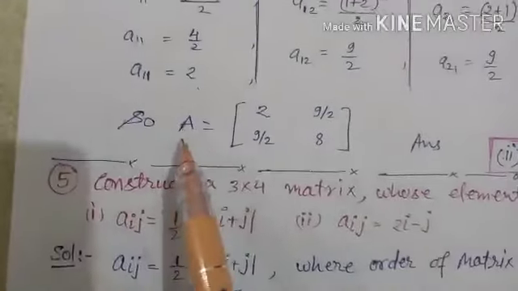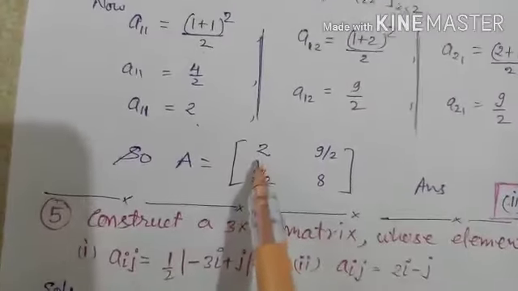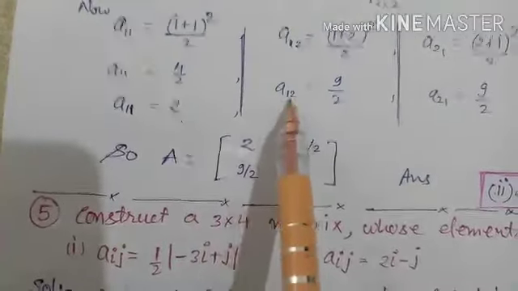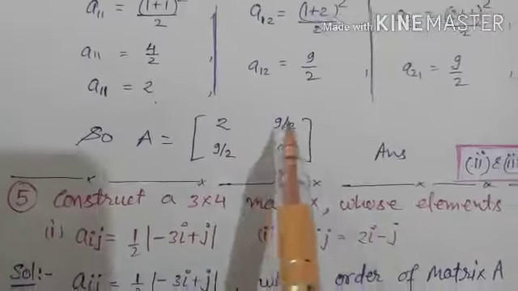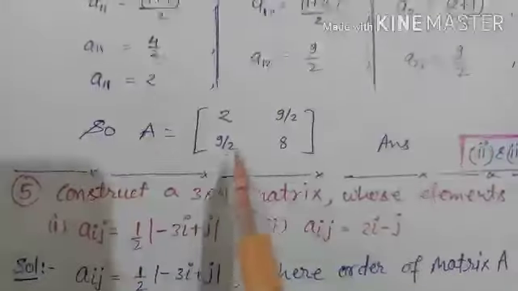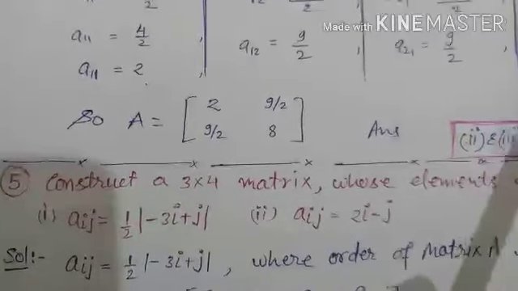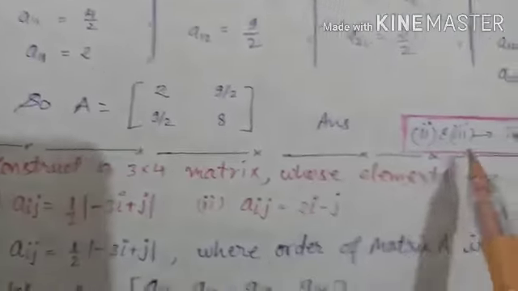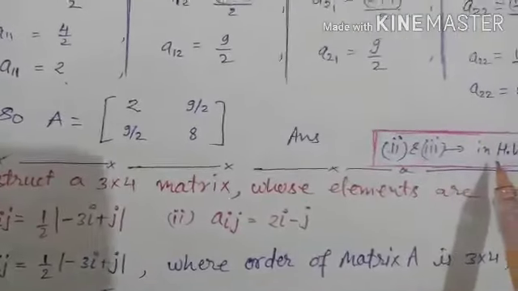Now matrix A is equal to: first element a11, which is 2, write 2 here. a12, which is 9 by 2, write here. a21, which is 9 by 2, once again write here, and last a22, 8, write here. So this is the answer. Now the second and third parts are homework for you.